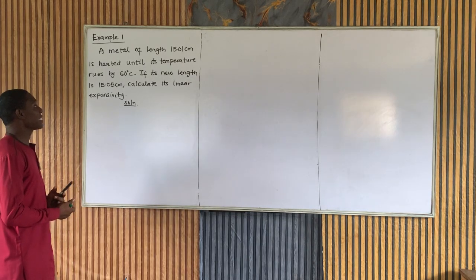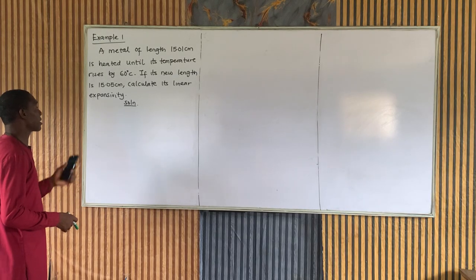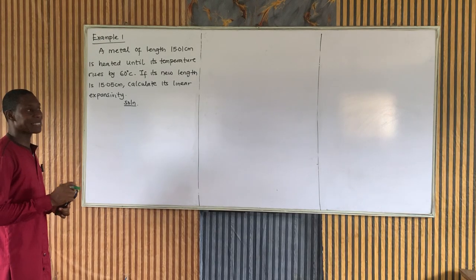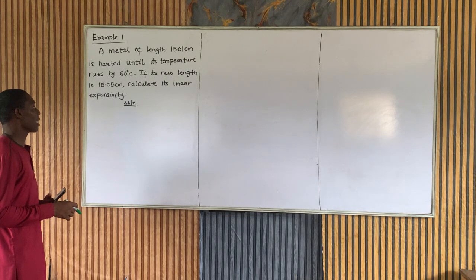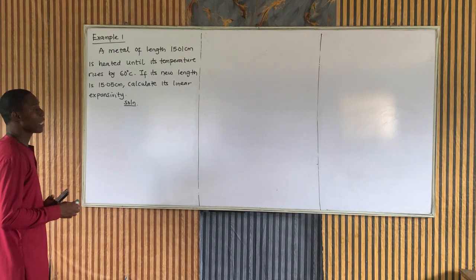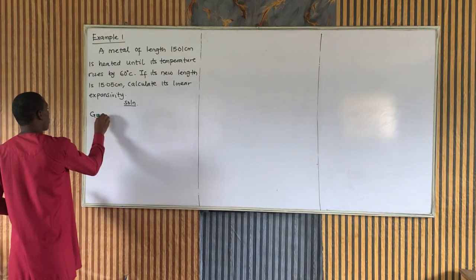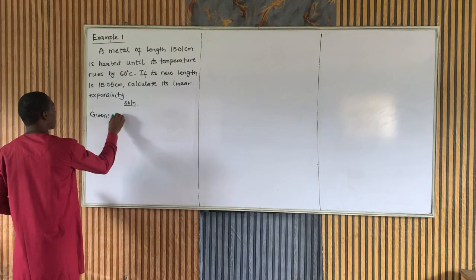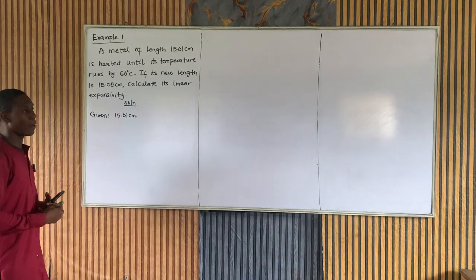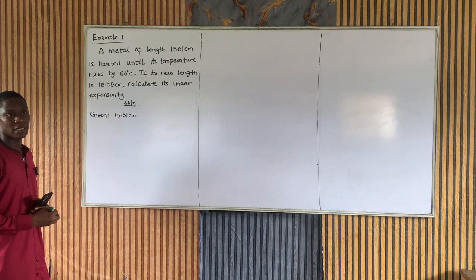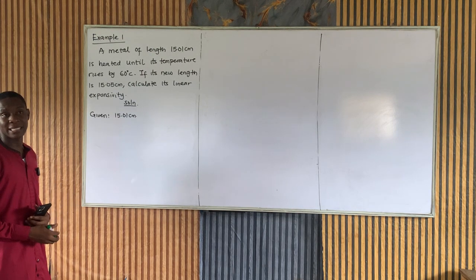Example 1. A metal of length 15.01 centimeter is heated until its temperature rises by 60 degrees C. If its new length is 15.05 centimeter, calculate its linear expansivity. Let's write out what we are given here. We are given the initial length, 15.01 centimeter. Somebody said, let's convert this to meter. Well, you don't need to do that. If you convert to meter or you don't, you still get the same answer for linear expansivity.